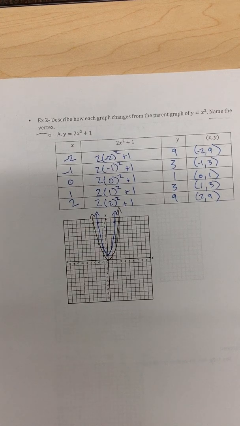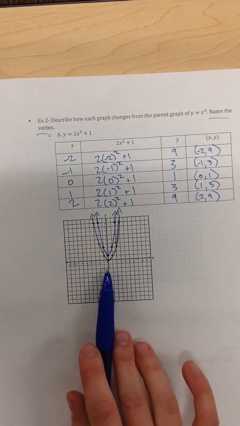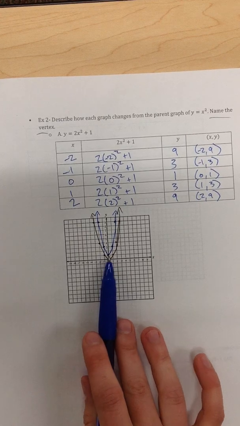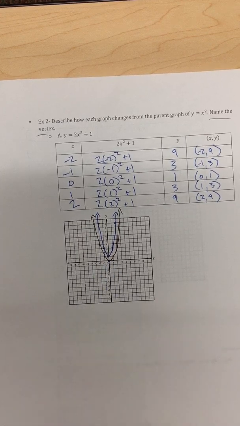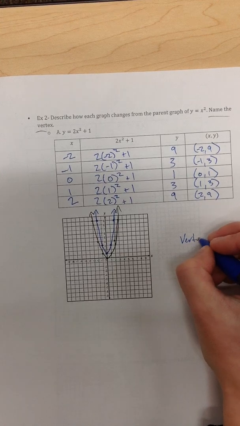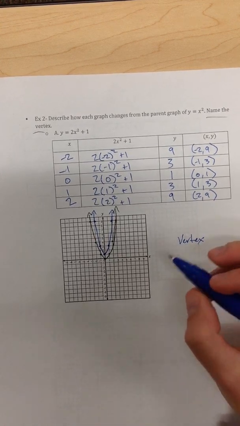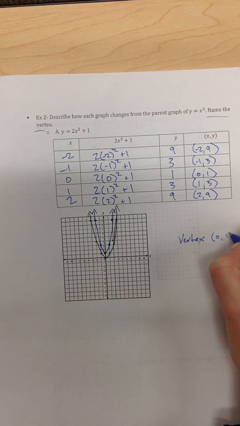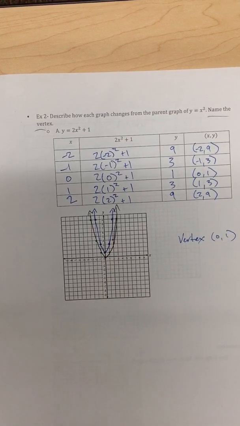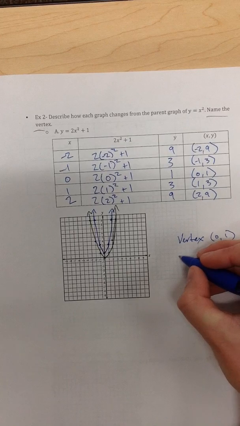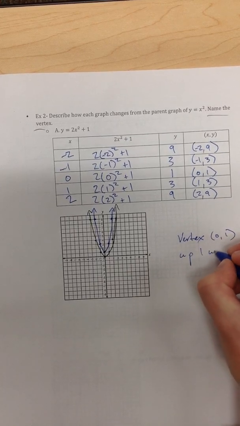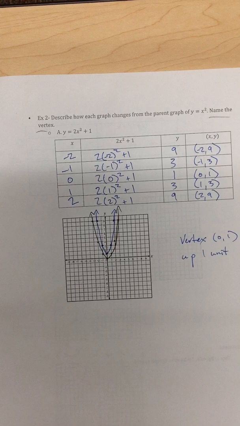Okay, so comparing that to our parent graph, which is the one in black there, I can tell a couple things. One thing I can tell is that it doesn't share the same vertex, right? Because the parent is at 0, 0. This one, our low point, is slid up 1. So we could say our vertex in this case is at 0, 1, going over 0 and up 1. How this changes from the parent graph is we slid it up 1, right? So you could say up 1 unit or slid up 1, something like that.